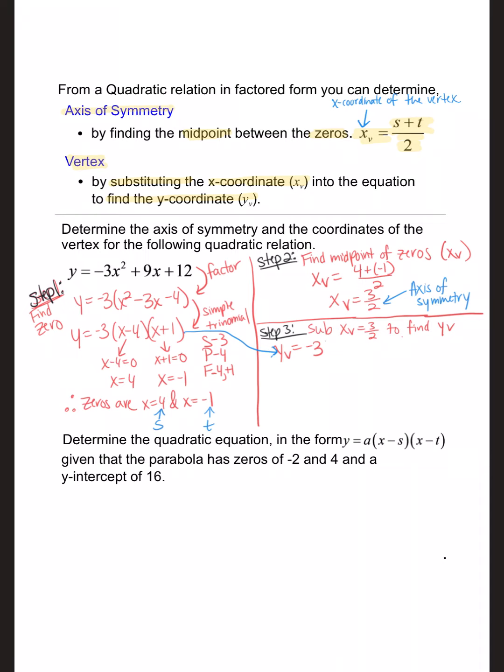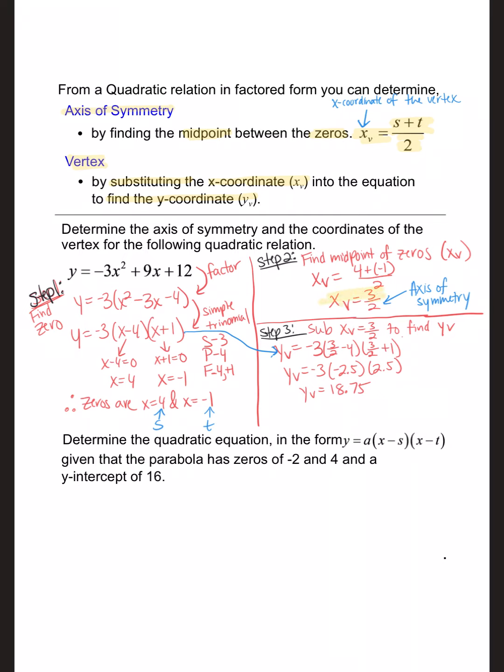So we'll have -3, and then in our brackets for x, we're going to have 3 halves minus 4, and we'll have 3 halves plus 1, the y value of our vertex. We'll have a -3, and then 3 halves minus 4 is going to be a -2.5, and 3 halves plus 1 is going to be a +2.5. So if we multiply all those together, we should get a positive 18.75.